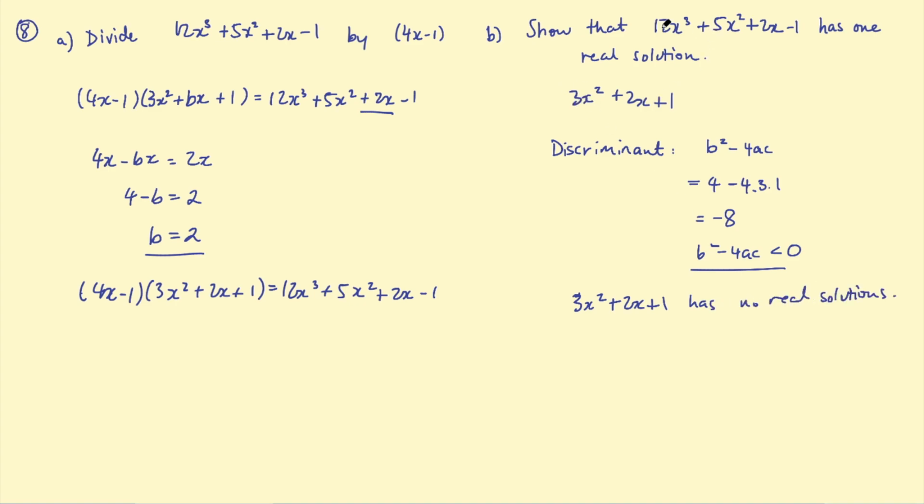And because that is a factor of this cubic, and the only other factor of this cubic is 4x take 1, that does have one real solution. That means we can say this cubic has one real solution, which is going to be 1 on 4, right? That's the solution of this factor when this equals 0. So just to finish this off, therefore 12x cubed plus 5x squared and so on has one real solution, which is x equal to a quarter.